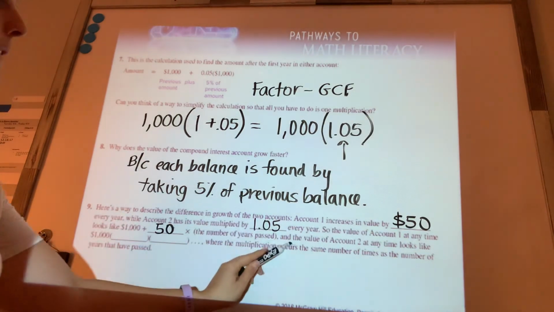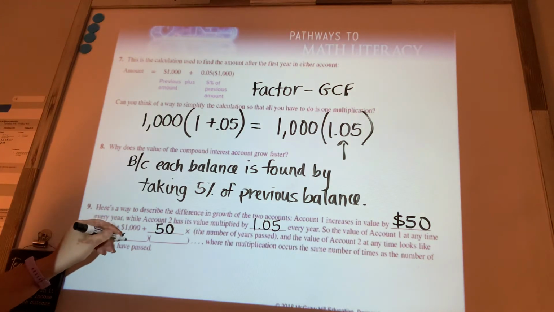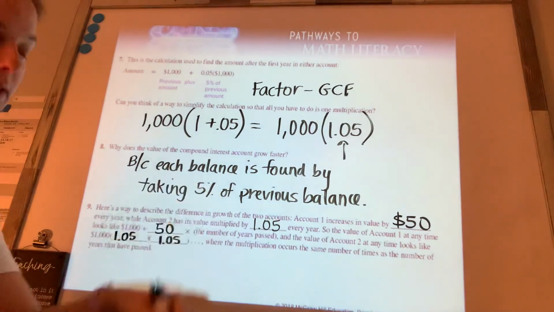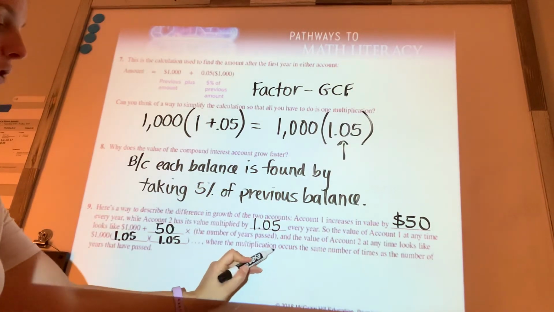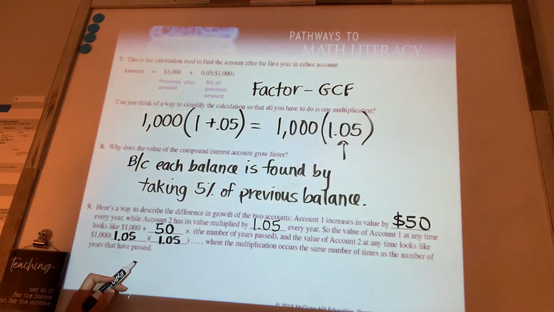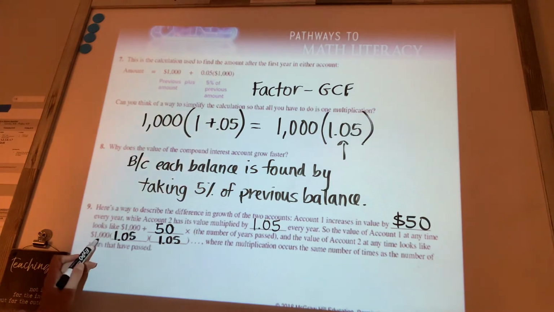The value of account 2 at any time looks like $1,000 times 1.05 times 1.05 times another one, where the multiplication occurs the same number of times as the number of years that have passed. So if we wanted to figure out the account balance after 20 years, we would do 1.05 times itself 20 times, or in other words, to the 20th power, and then also multiply times 1,000. Okay, so those are the fill in the blanks for number 9.